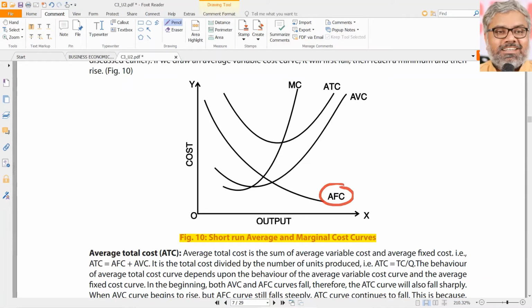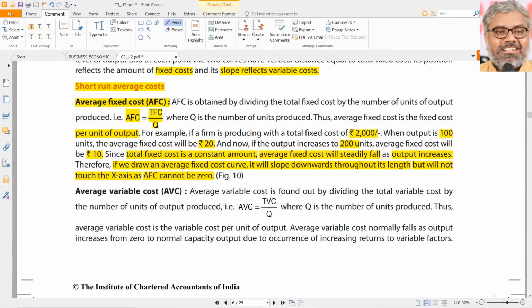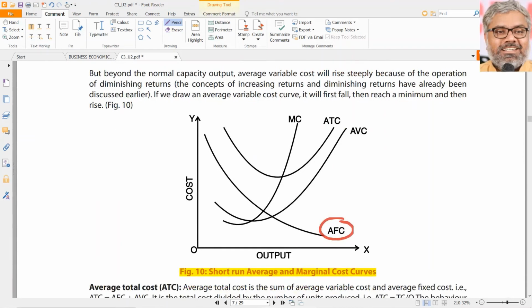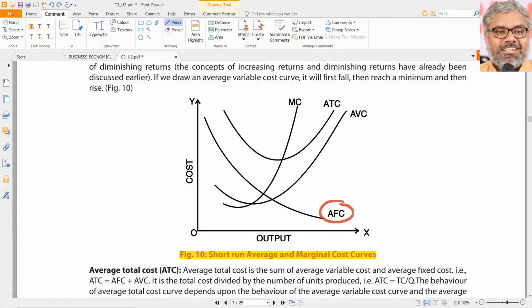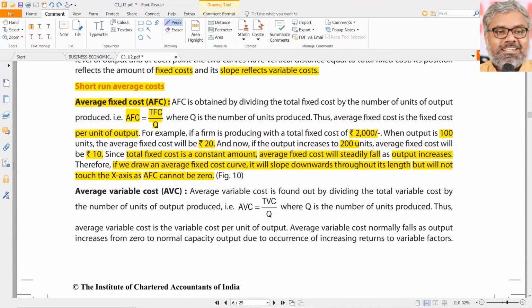First look at average fixed cost. What happened to that? Always it keeps on decreasing. It will always be sloping downwards. Always the average fixed cost will be like this only. Why? As the output increases, since fixed cost is constant, the total is constant, the denominator is increasing, because of that average fixed cost will decrease. So that is negatively sloped, always downwards from left to right, but it will never touch the x-axis because it doesn't make sense to have any average fixed cost per unit to be zero. Zero is not possible. Some positive amount will be there. So that is the average fixed cost.